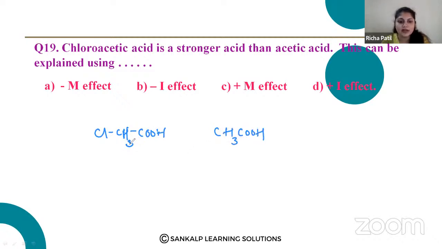It is due to B. B is the correct answer. It is the minus I effect. Because one of the hydrogen atoms has been replaced by Cl, this can be explained using the minus I effect. So there is a minus I effect from the Cl atom, so it is a stronger acid than acetic acid. It can be explained by using the minus I effect.